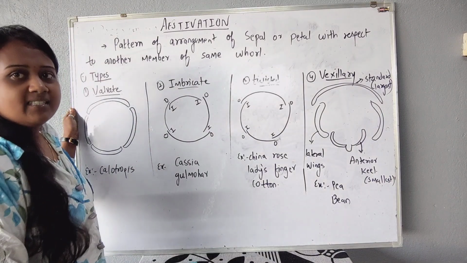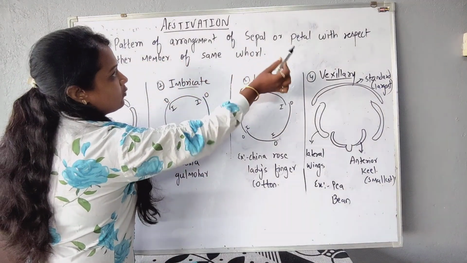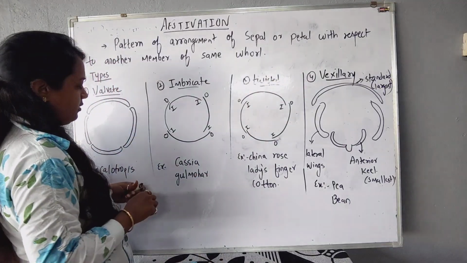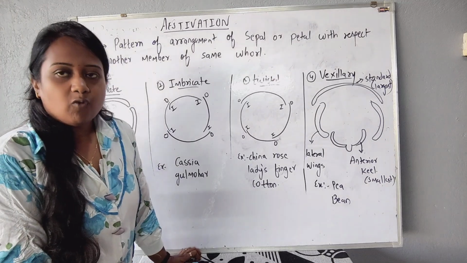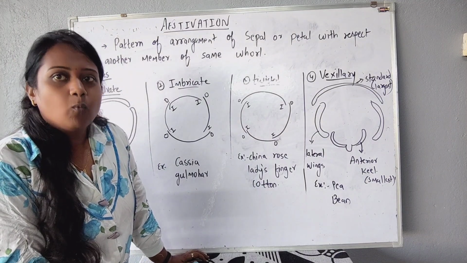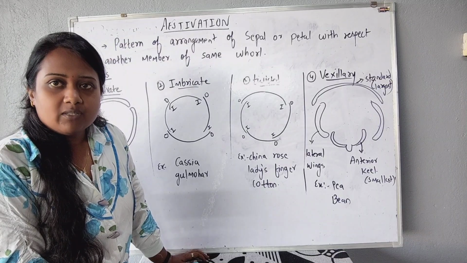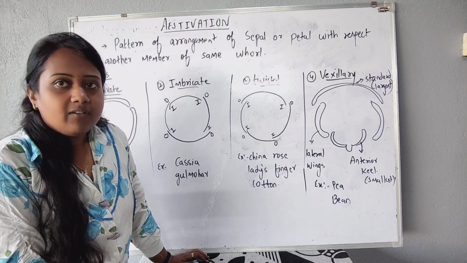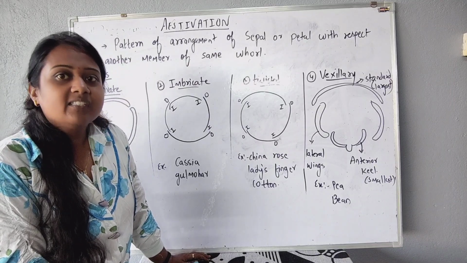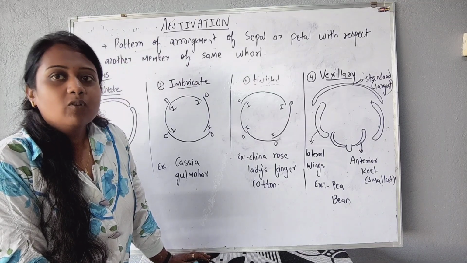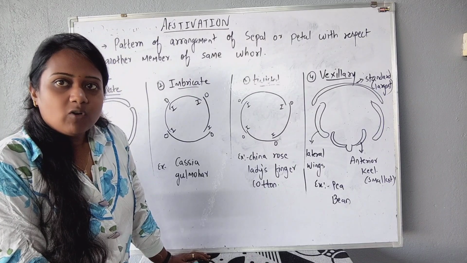What is the definition of aestivation? Pattern of arrangement of sepal or petal with respect to another member of same whorl. What is the meaning of whorl? Whorls are the parts of a flower. Every flower has 4 whorls. So to understand aestivation, it is important to know the meaning of whorl. So let's start firstly with what is whorl.